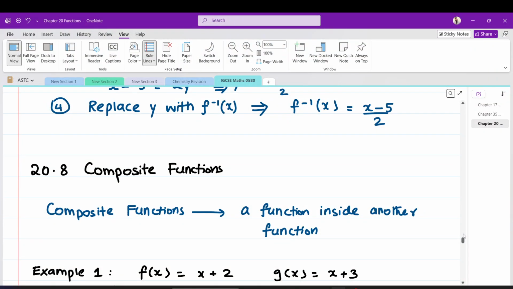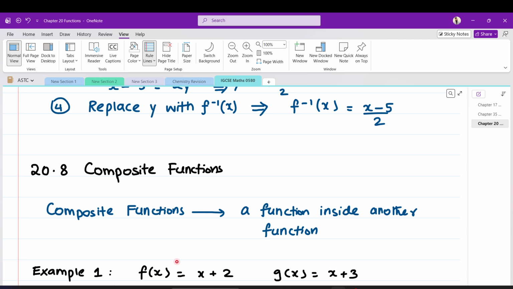Welcome to ASTC. So today we will be starting with the final lecture of chapter number 20. This is lecture 20.8, Composite Functions. For composite functions, what we basically mean by the phrase composite function is that this is a function inside another function. Okay, so what do I mean by that?